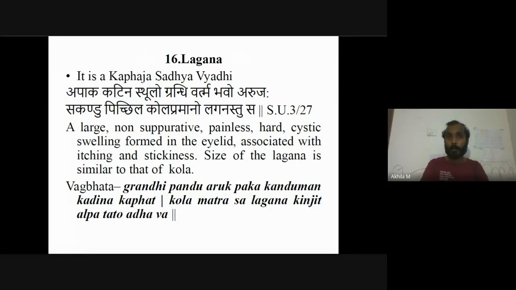Granthi, Pandu, Aruja: there won't be any pain. Padra, Kandu: itching will be there. Kathina swelling will be there due to the vishesha of Kapha, and the kola matra pramana. The swelling will be similar to that, of the size of a kola, the jujube fruit. Kola matra pramana, then a hard swelling. That is called Lekhana. A non-suppurative, painless, hard cystic swelling formed in the eyelid. This type of swelling can be called Lekhana.